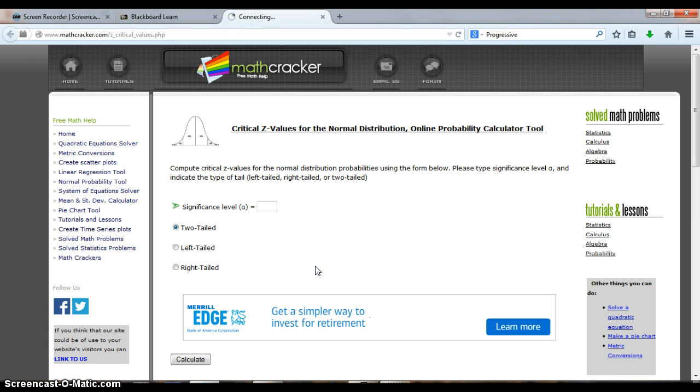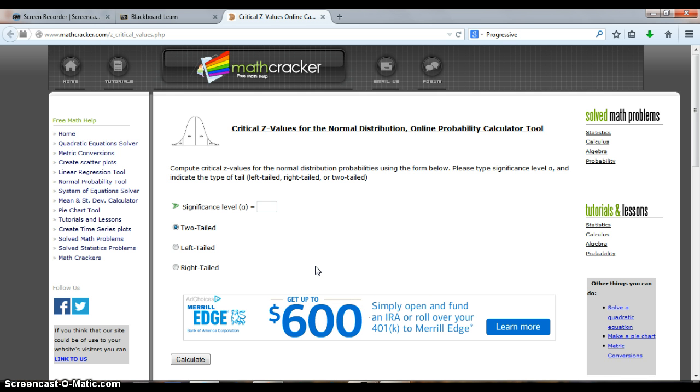It takes you to this web page, and basically for a normal distribution, which is what we use for the proportion test, all you need to tell it is the alpha level, and then whether you're doing a left-tailed, the less than test, a right-tailed or greater than test, or a two-tailed not equals test. And that's it. That's all you need to do, and it'll shoot out the appropriate critical value.